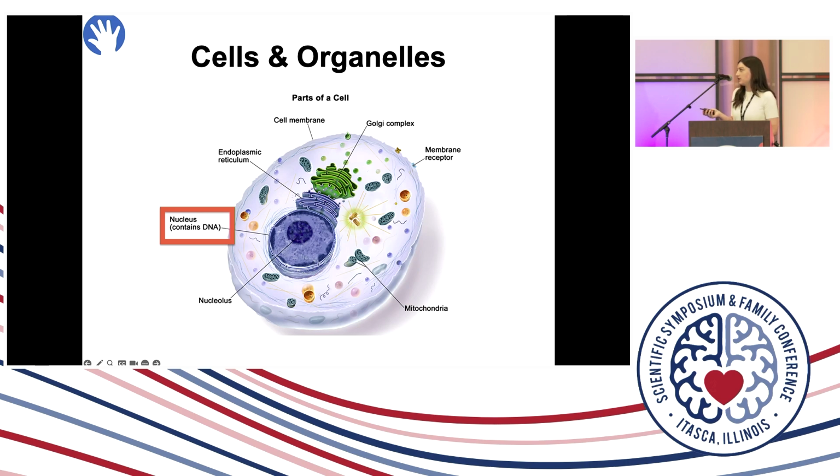Okay, and moving into the final inheritance pattern that I wanted to talk about today, we have to go back to our beautiful picture of our cells. And if you remember, we talked a lot about how the nucleus contains our DNA, but it's not the only organelle within our cell that has DNA. There also is DNA that is located in the mitochondria.